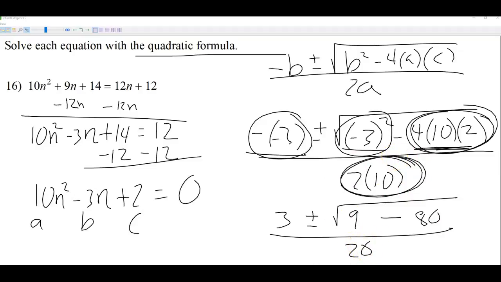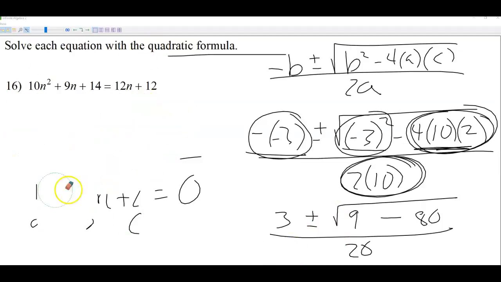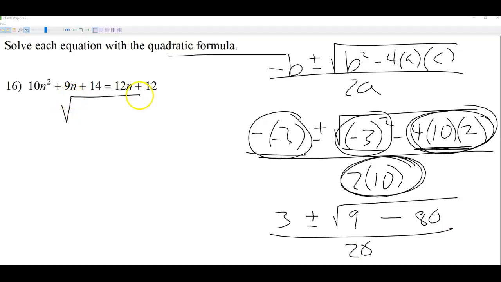All right. The next thing I'm going to do is work on the square root part. The square root's going to require some special attention. So here we go. First thing I'm going to do is 9 minus 80, and that would be negative 71. Now, anytime you got a square root with a negative inside, that's an imaginary number, and we handle that by just crossing off the negative and putting an i on the outside.